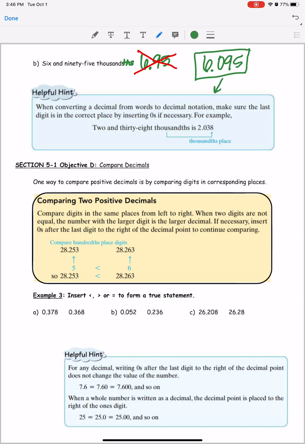Okay, and that's what this little helpful hint right here is saying. Make sure the last digit is in the correct place by inserting zeros if necessary.